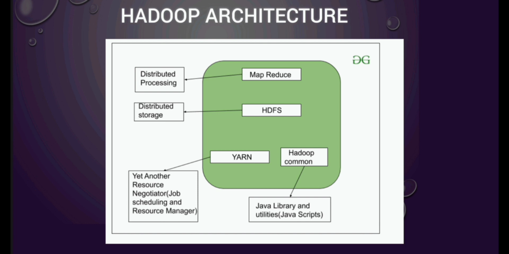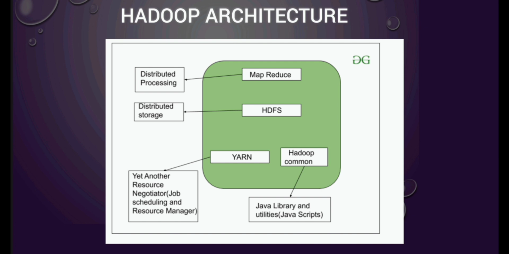The Hadoop architecture mainly consists of four components. They are MapReduce, HDFS (Hadoop Distributed File System), YARN (Yet Another Resource Negotiator), and common utilities, or Hadoop Common. Let's see the clear explanation of the Hadoop architecture components.